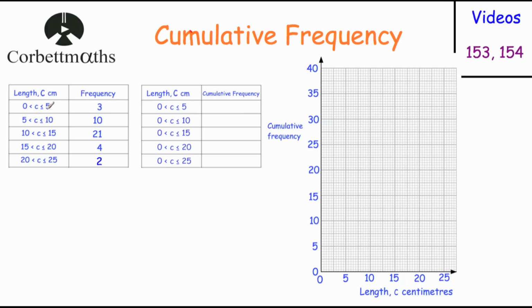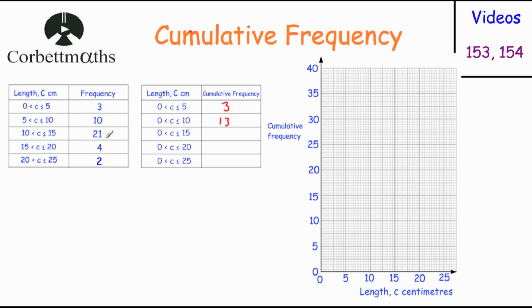So we know there's 3 between 0 and 5. That means the cumulative frequency would be 3. Now in terms of 0 to 10, we know there's 3 between 0 and 5 and 10 between 5 and 10. So if we add those together, 3 plus 10, that means there's 13 altogether between 0 and 10. Now, from 0 to 15, we know there's another 21. So if we add 21 on, we'll find the cumulative frequency.